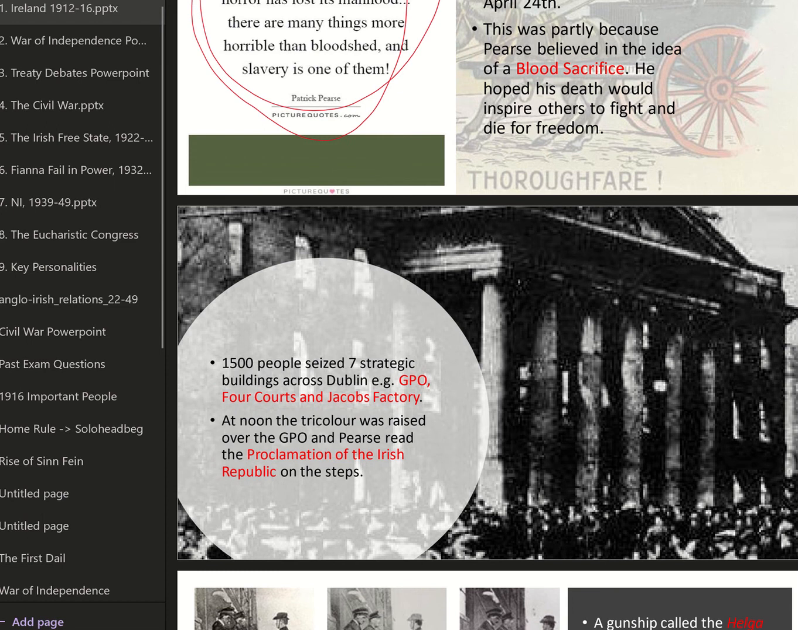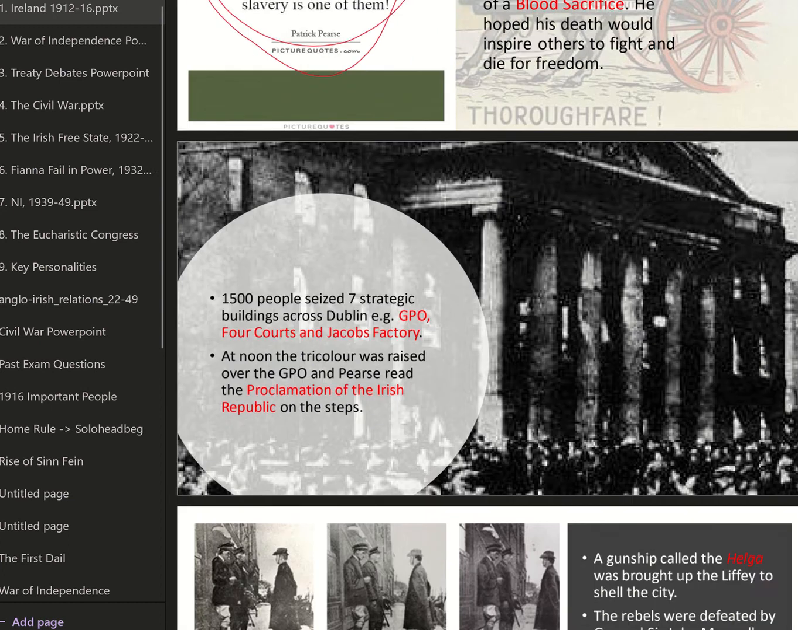Now, we know, guys, it was an absolute disaster, the Easter Rising, and 15,000 people got involved in it. They seized seven strategic buildings throughout Dublin, so the GPO, the Four Courts, Jacob's Factory, etc. But they didn't take over the ports, they didn't take over the train stations, which made it very, very easy for the English to bring in numbers very quickly. At noon, the tricolour was raised over the GPO, and Pearse stepped out in front of the GPO and read the proclamation to bemused onlookers who didn't know what was going on at the time.